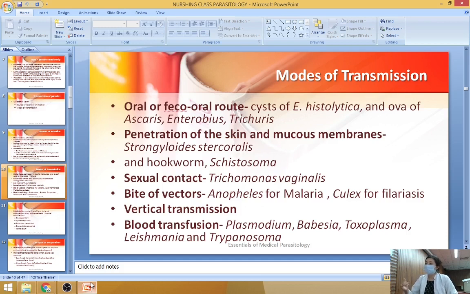Then when it penetrates inside the skin, it will become the endoparasite. By sexual contact like Trichomonas vaginalis, bite of vectors like mosquito, for example Anopheles. Okay, see, Anopheles is the vector and malaria is the disease which is caused. Okay, vertical transmission means from mother to child. Blood transfusion like Plasmodium, Babesia, Toxoplasma, Leishmania, and Trypanosoma.